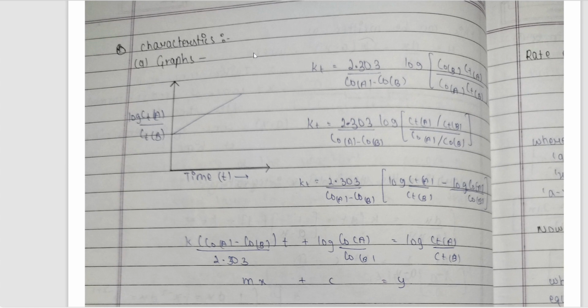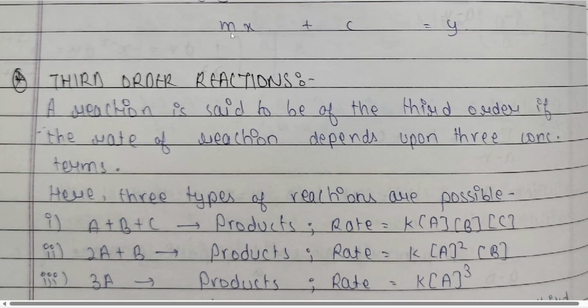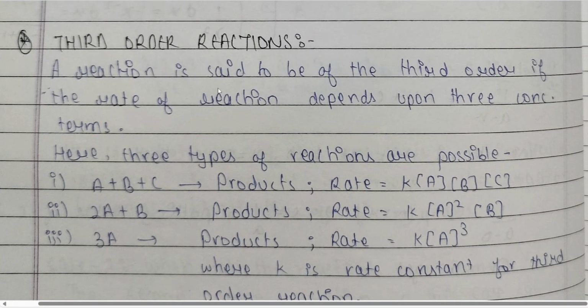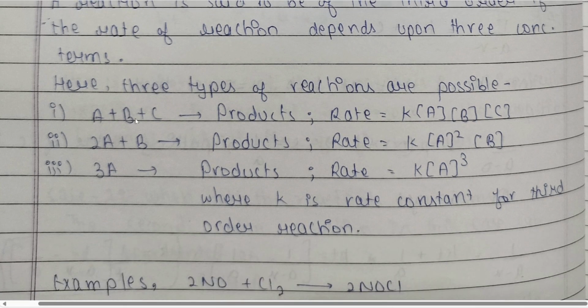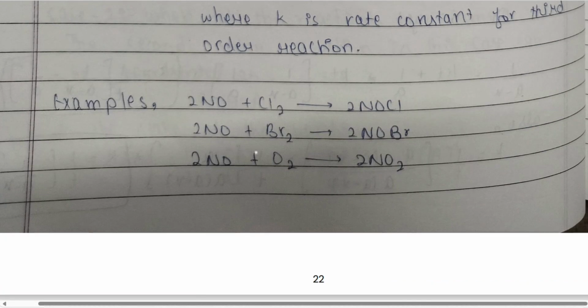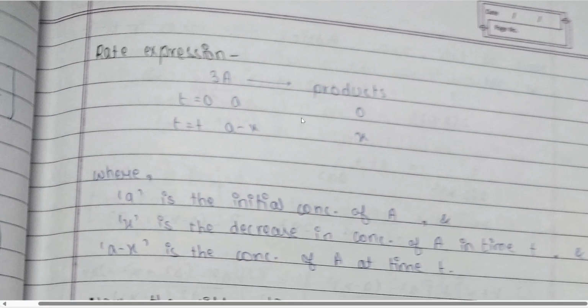And then comes third order reaction. A reaction is said to be third order if the rate of reaction depends upon three concentration terms. Here three types of reactions are possible: all three are different, two are similar and one is different, and all three are the same. These are the examples.